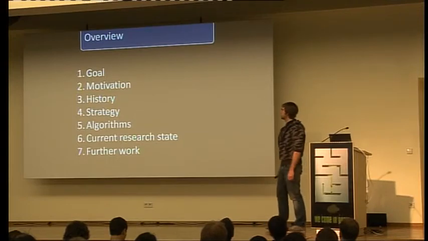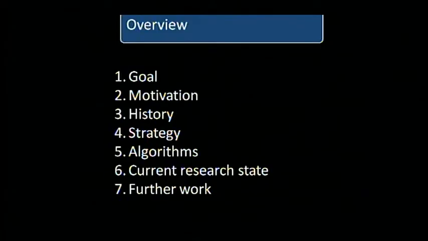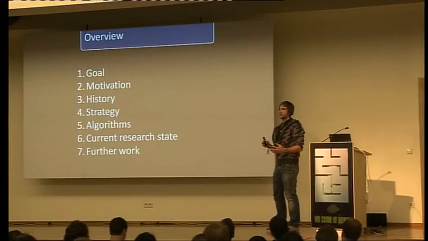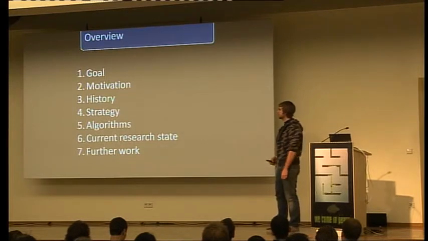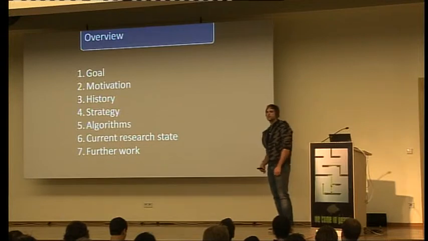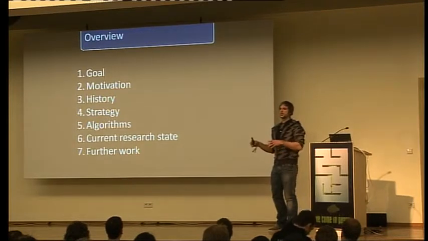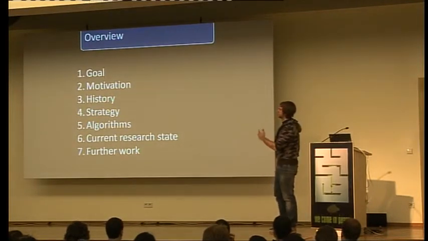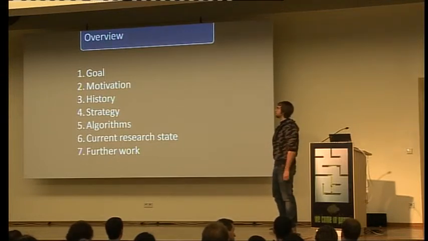What we're going to talk about today is, first, we're going to define the goal, what we actually wanted to achieve with this research. Then we're going to motivate why we did the research and what parts have been done before and why we were interested in looking into this, which will be discussed in the history section. Then we're going to go into the technical details in the strategy part and the algorithms part. Then I'm going to tell you what the current research state is and what further work can be done on this topic and the topics that are closely related to the return-oriented framework that we have written and the parts that it's based on.